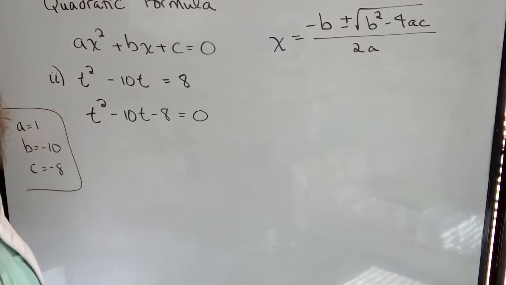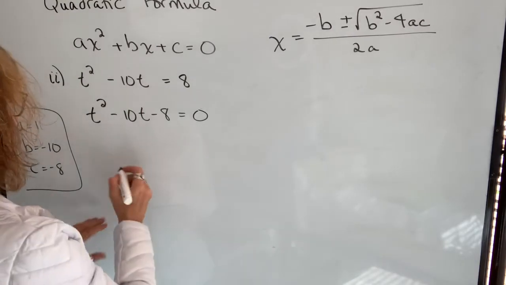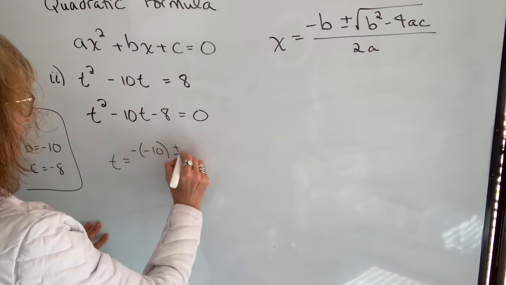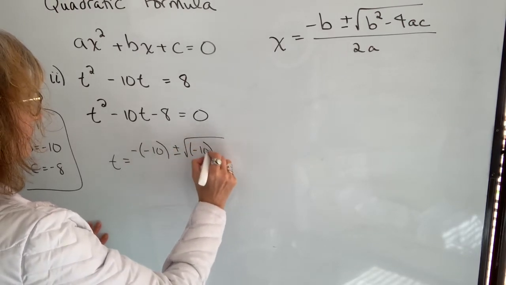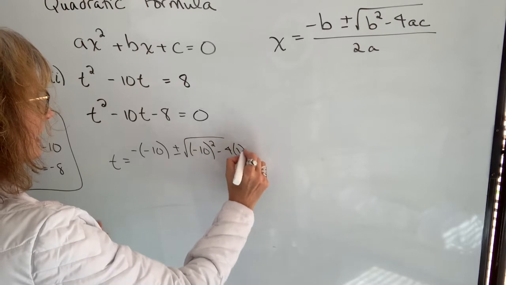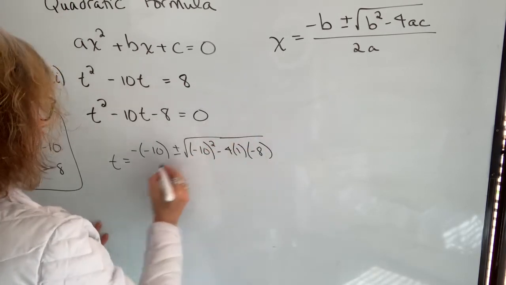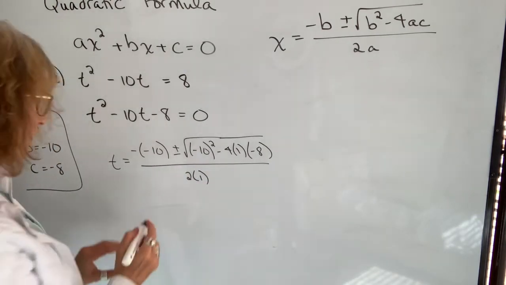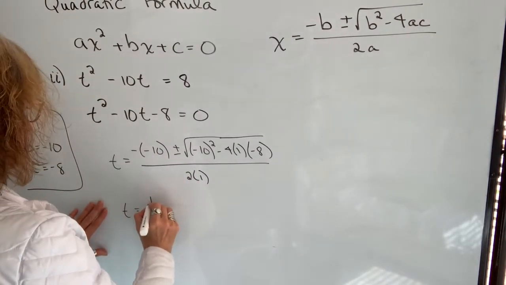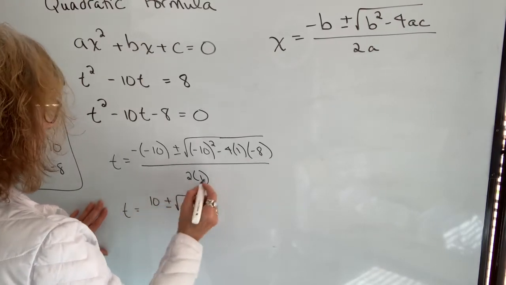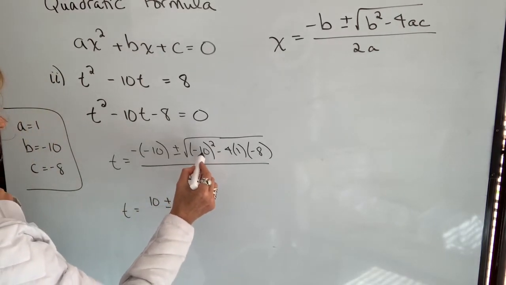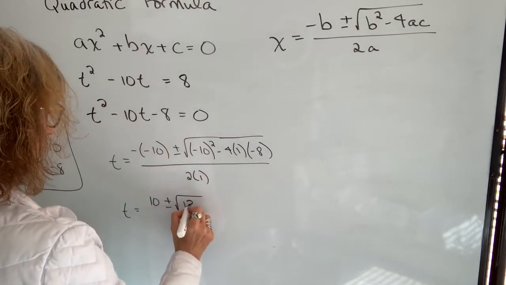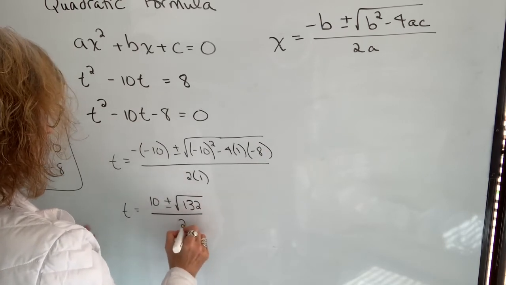You don't have to do that. It's just some people find that useful. Now I can solve for t. It will be negative 10 plus or minus the square root of negative 10 squared minus 4 times a times c, all over 2 times a. Let's evaluate this. So that's going to be positive 10 plus or minus the square root of 100 minus a negative 32. So 100 plus 32 would be 132, over 2.